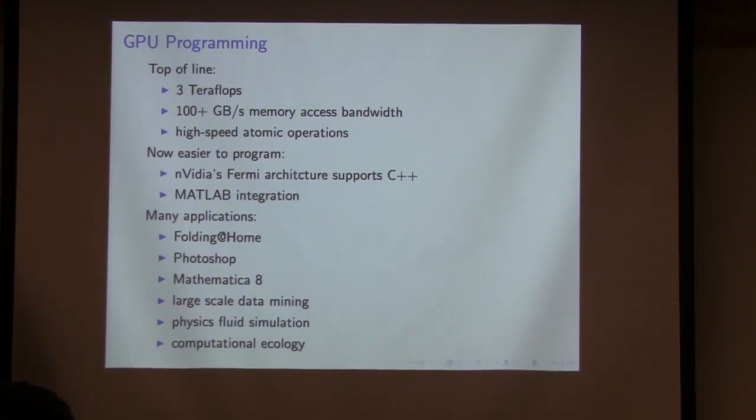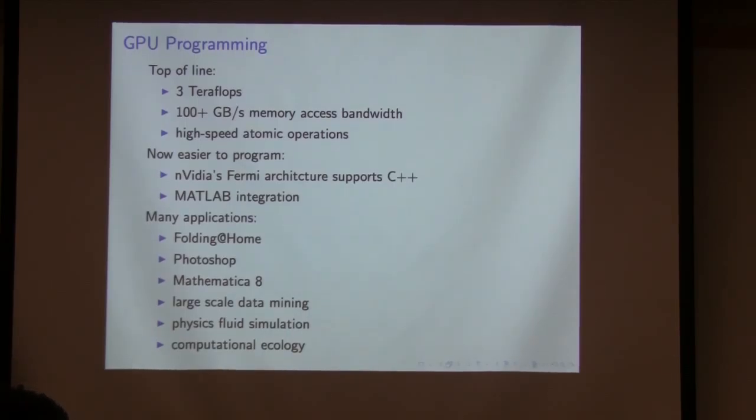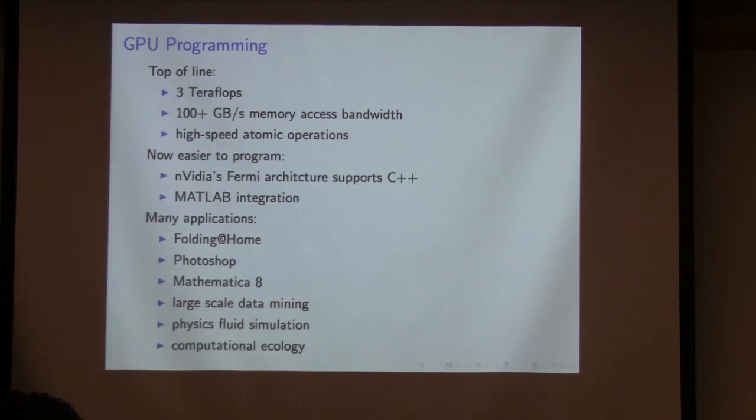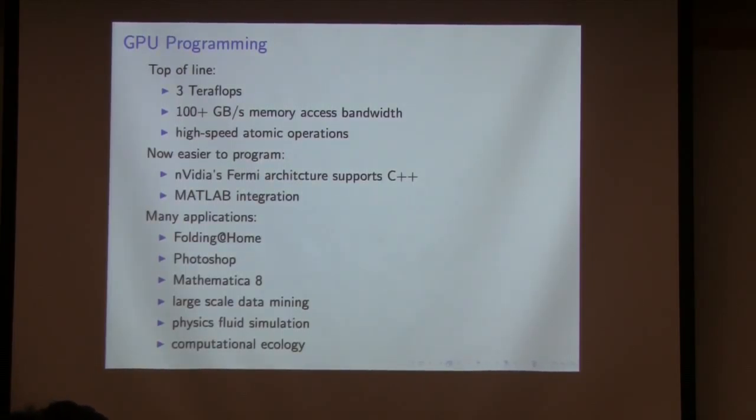If you start reading about these GPU programs, you start hearing about these claims which are really exciting, right? Think of one graphics card getting something like 3 teraflops, which is extremely fast. And you're getting something like 100 plus, up to 200 gigabytes a second of memory access bandwidth. Now this is between the processors on the GPU and the memory on the GPU, but it's extremely fast. And it's getting much easier to program. You can start using even C++ as opposed to just C.